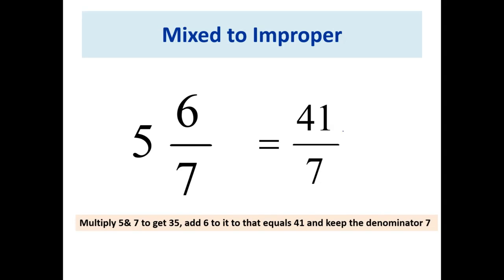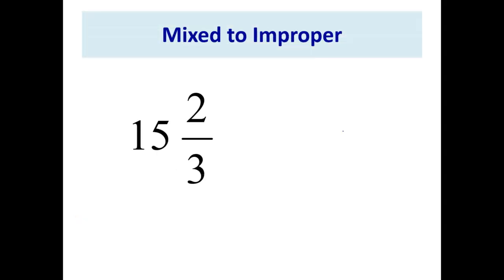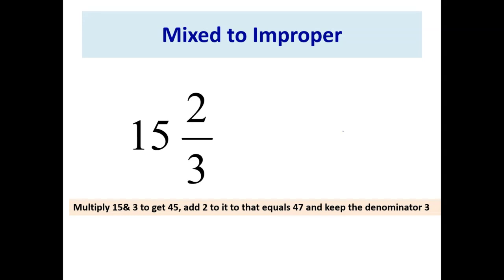Let's try another example, 15 and 2/3. Let's look at the steps again. Multiply 15 and 3 first to get 45. Add 45 to 2 to get 47. 47 will become my numerator, and leave the 3 in the denominator as is. So the improper fraction for 15 and 2/3 will be 47/3.